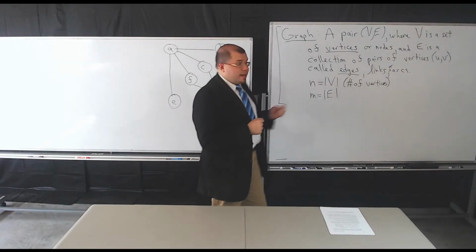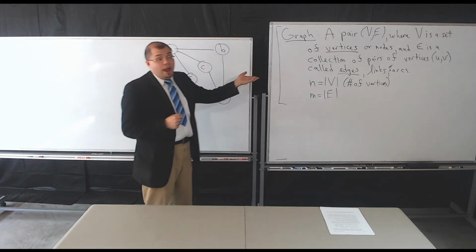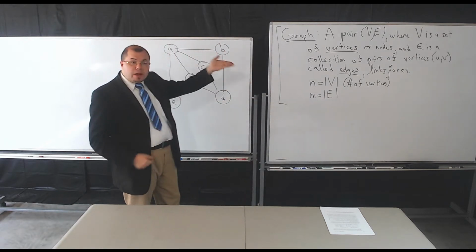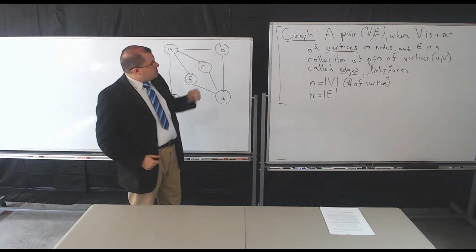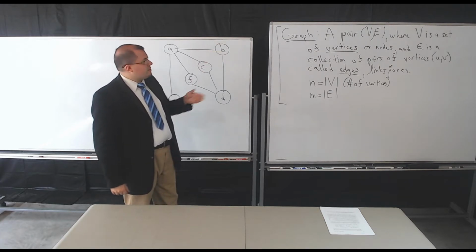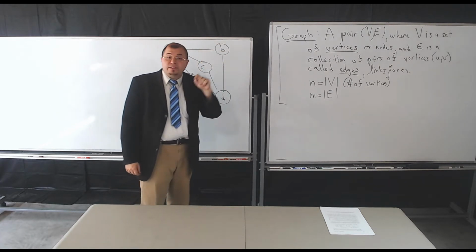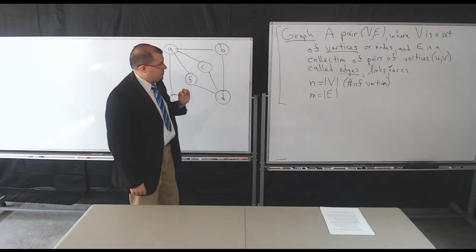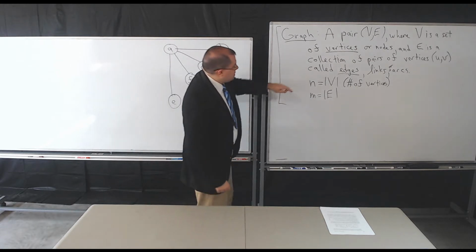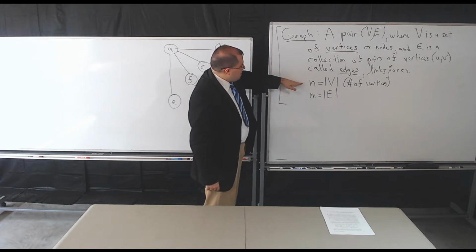So last day I introduced you to the concept of a graph. Remember, a graph is a pair (V, E), where capital V is the set of vertices, and E is a collection of pairs of vertices, the ones that connect the vertices. They're called edges. Remember, I denote n to be the number of vertices and m the number of edges.